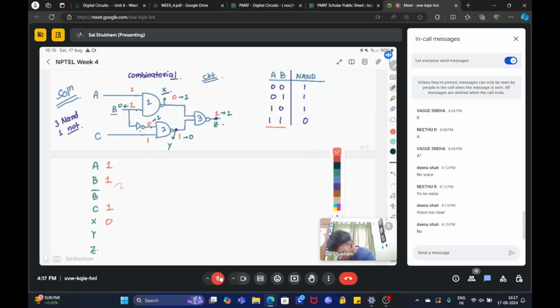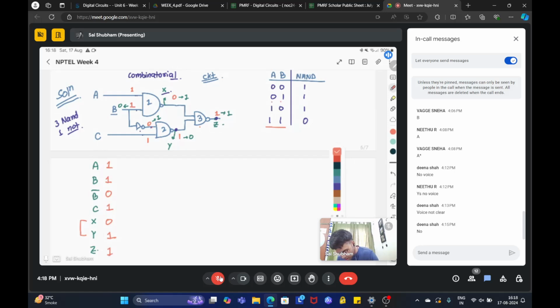So if B is 1, B bar is 0. So X is 0 and Y will be 0 NAND 1, so it will be 1. X and Y are inputs to NAND gate 3, which will give Z as output. So if you have 0 and 1, the output will be 1.